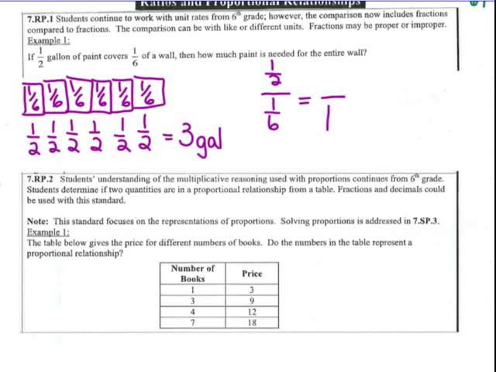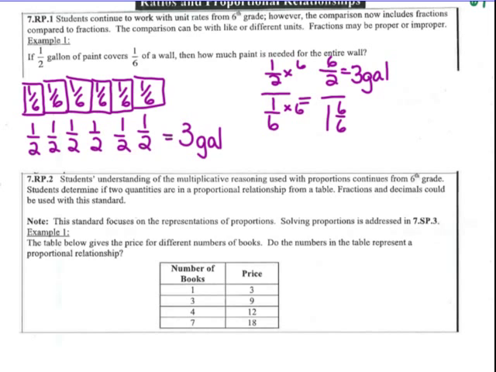Well, to get 1/6 equal to 1, I would have to multiply and do the equivalent fraction way of multiplying by 6, and I would get 6/6, right? 6/6 is 1. So if I multiply my numerator by 6, I would get 6 halves, which is also equal to 3. So I could get 3 gallons that way.